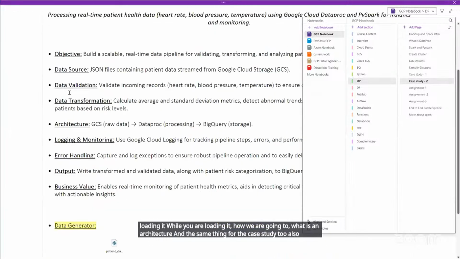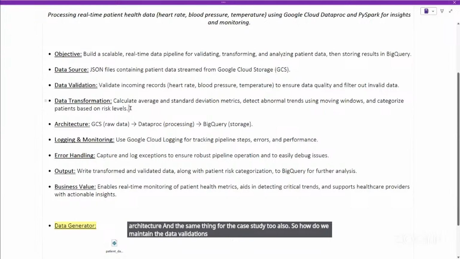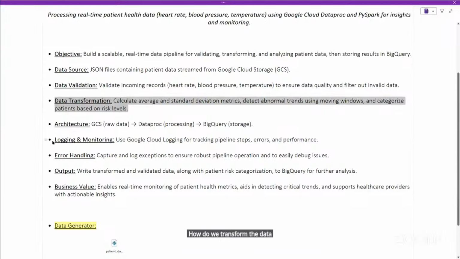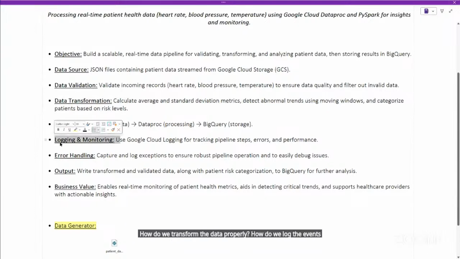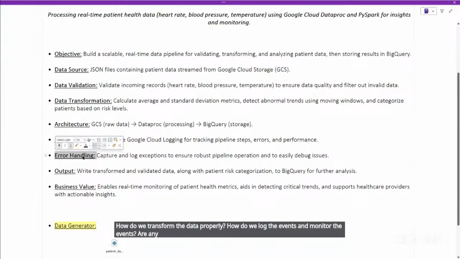So how do we maintain the data validations? How do we transform the data properly? How do we log the events and monitor the events? Are any errors coming into the picture? Error handling, how do we monitor? All of these things are going to be real time. We are going to cover that.